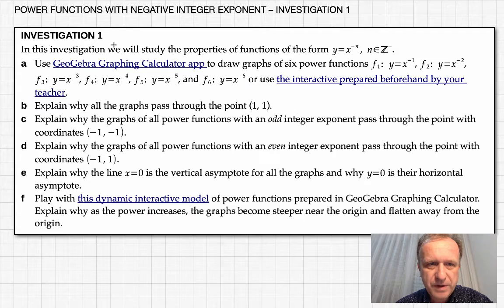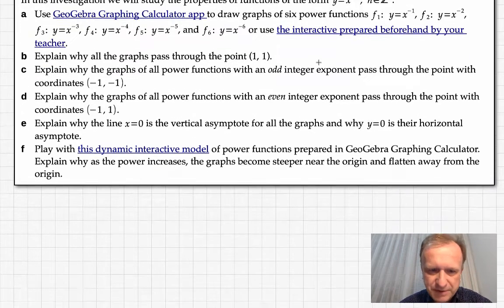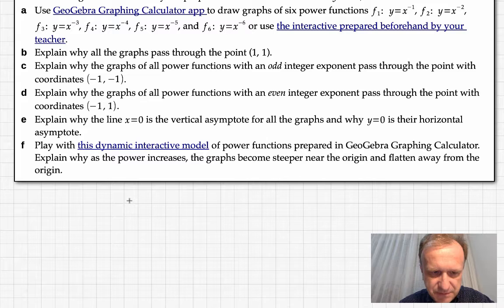Power functions with negative integer exponent, investigation 1. In this investigation, we will study the properties of functions of the form y equals x to the power of minus n, where n is a positive integer. Okay, so let me write this function formula here. Function in a form y equals x to the power of negative n.